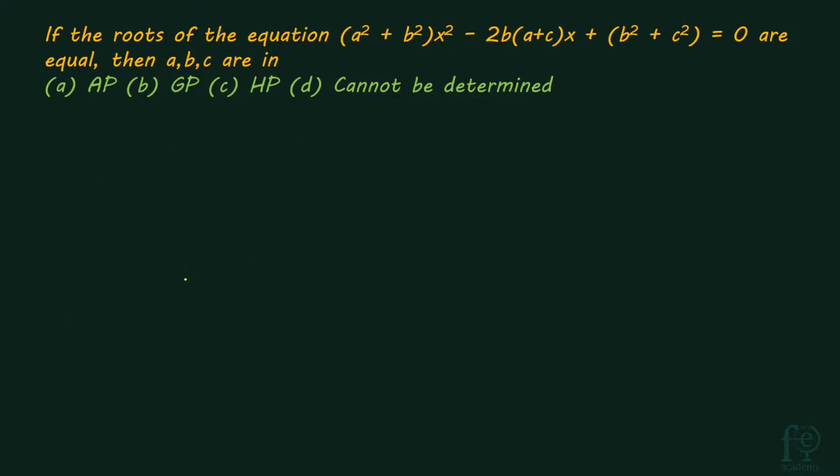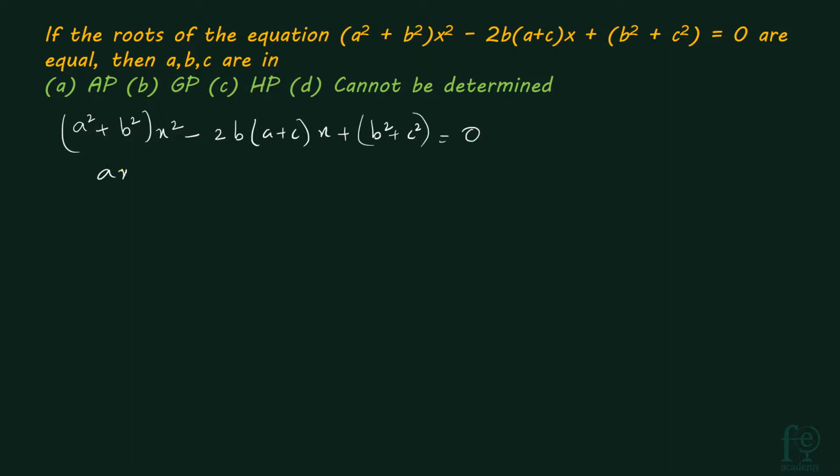Now second question: if the roots of the equation (a square plus b square) x square minus 2b into (a plus c) x plus b square plus c square is equal to 0 are equal, then a, b, c are in AP, GP, HP, or cannot be determined. Okay, so here it's the same kind of question. Our expression is (a square plus b square) x square minus 2b into (a plus c) into x plus b square plus c square is equal to 0.